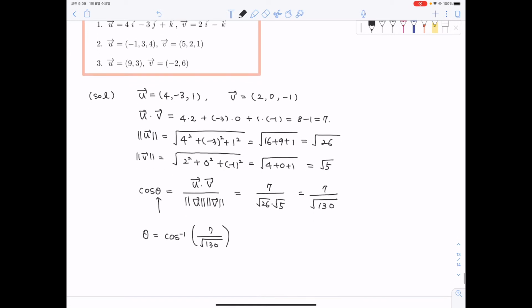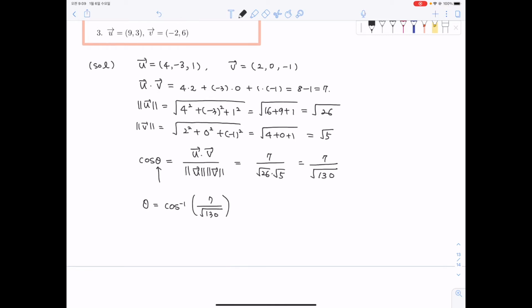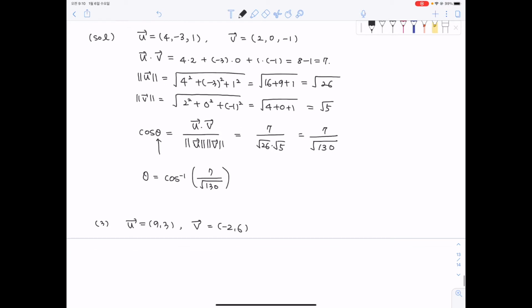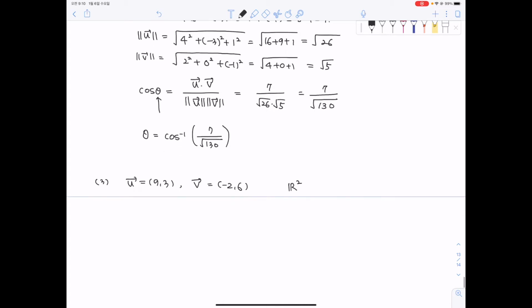Okay, let's think about problem 3. In 3, u is 9, 3 and v is minus 2, 6. These are vectors in R2, and we can calculate this dot product in R2. So u dot v is 9 times minus 2 plus 3 times 6. So it is minus 18 plus 18. So it is 0.